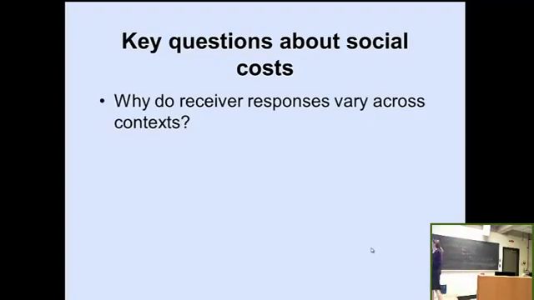So the first question is, why do receiver responses vary across contexts? Now this question might have occurred to you if you've been paying very close attention to what I've said so far today. I've talked about two experiments where I forced a wasp to cheat by painting her face.